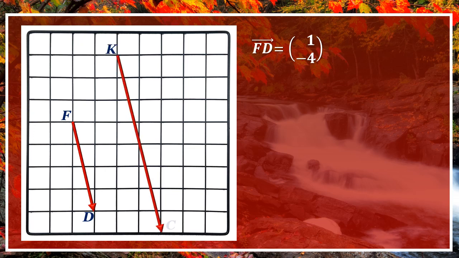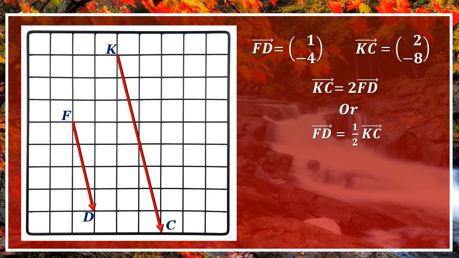Look at the vector FD. It is 1, negative 4. And let's look at the vector KC. It is 2, negative 8. What relationship do you think exists between them? Look at the size of FD compared to the size of KC. And look at the numbers. You could say that KC is 2 times FD, or FD is a half of KC.